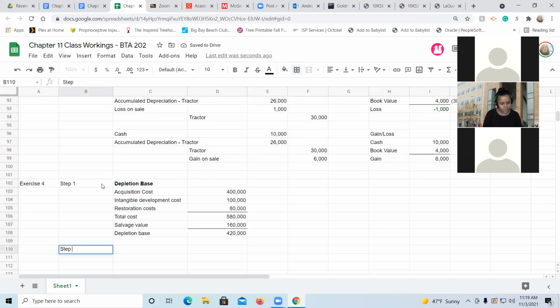In step 2, you're going to figure out what is your depletion cost per unit. You get a dollar amount per unit that you will have to figure out the cost of. So it's a formula. It's the depletion base divided by the total units of production. That's the formula.